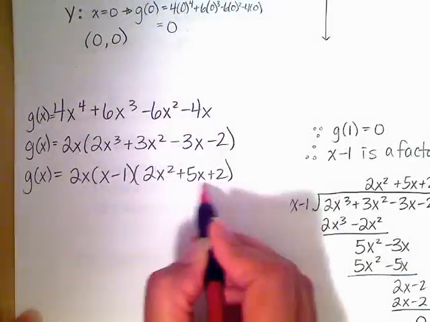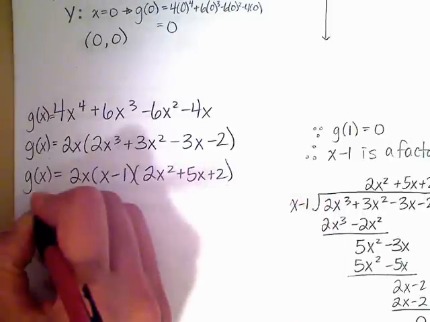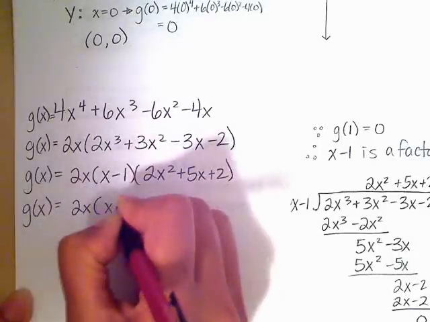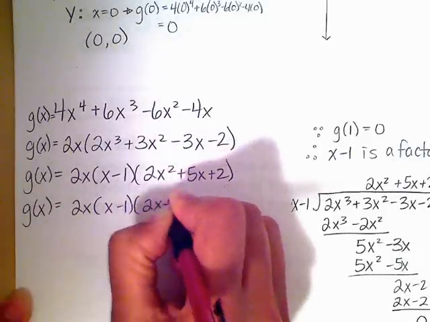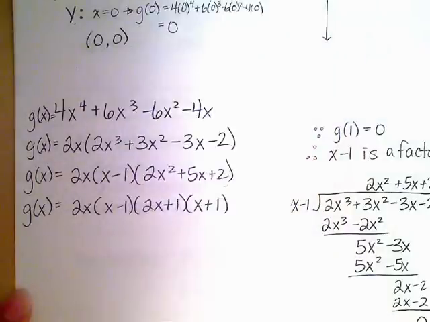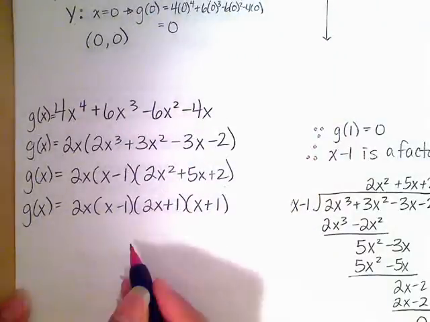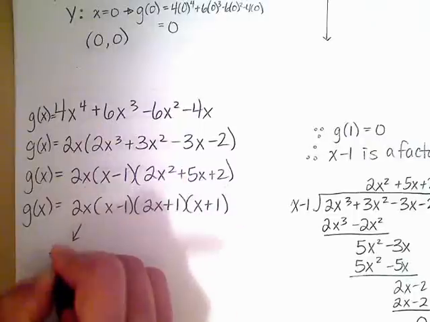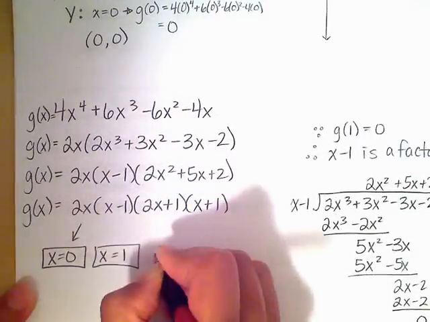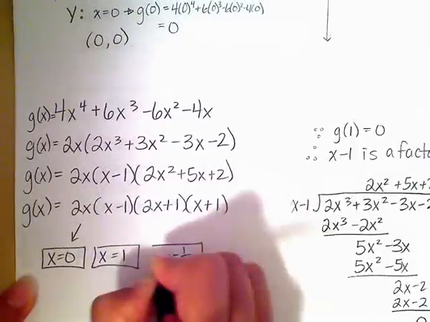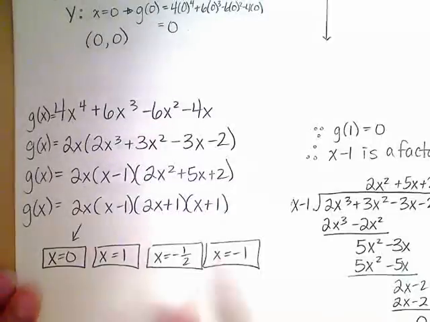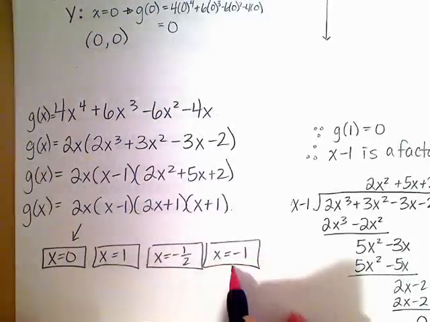This part here I should be able to factor more. It's just a complex trinomial. And when I factor it, I get g of x equals 2x times x minus 1 times 2x plus 1 and x plus 1. So there's the function in factored form. Now I can actually solve for my x-intercepts. My x-intercepts would be x equal to 0, x equal to 1, x equal to negative a half, and x equal to negative 1. So there's my four factors, and there's my four x-intercepts or roots.